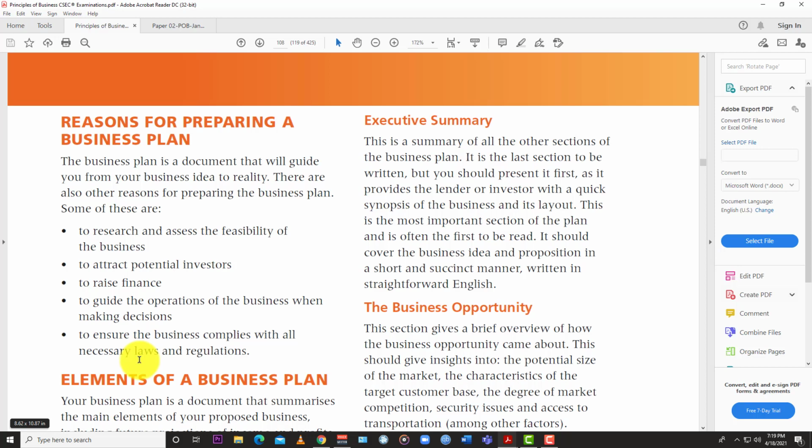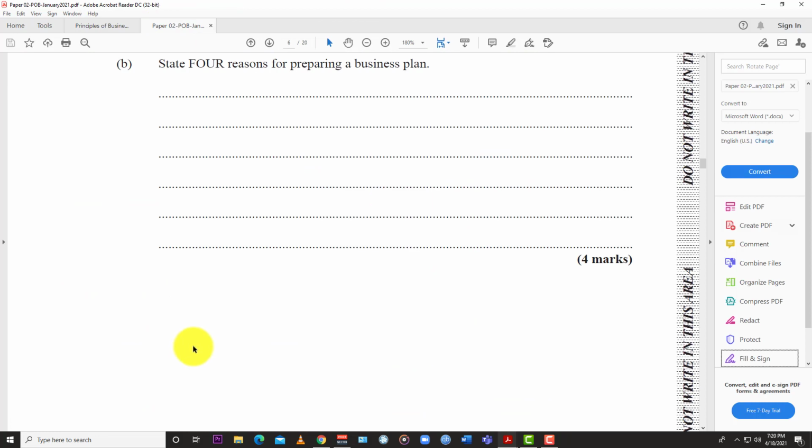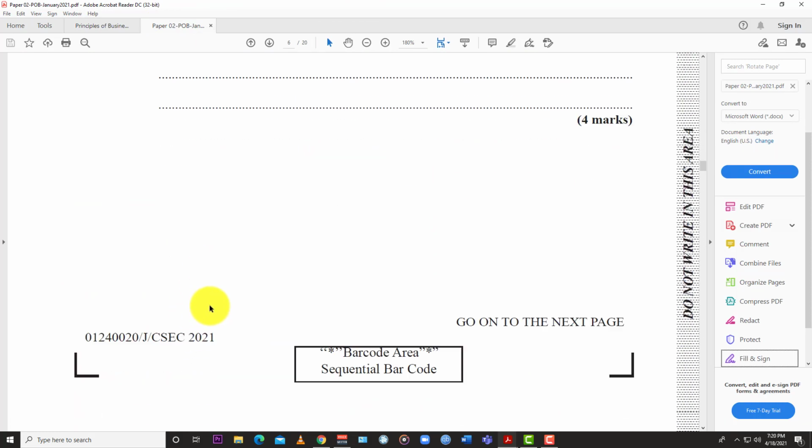All right. And so those are 5 reasons for preparing a business plan. There are others, but those are the 5 main ones we're going to be looking at. And so that's number 2B, 4 marks, you're good to go.